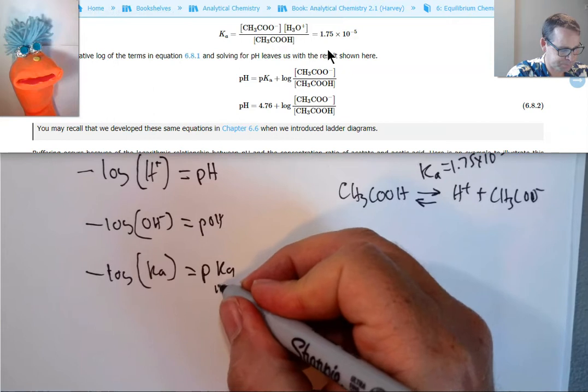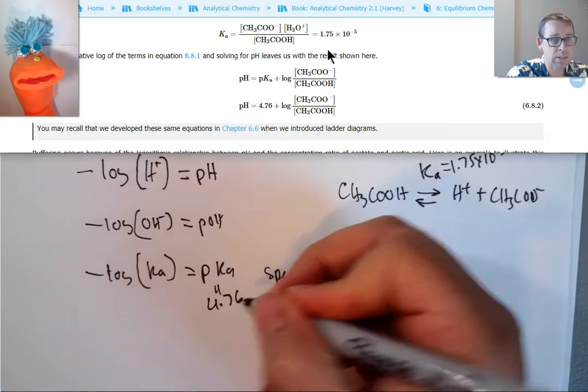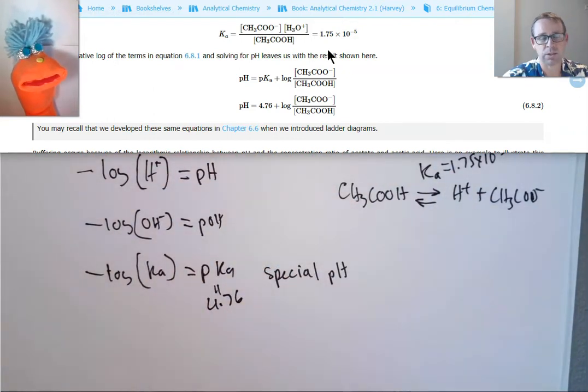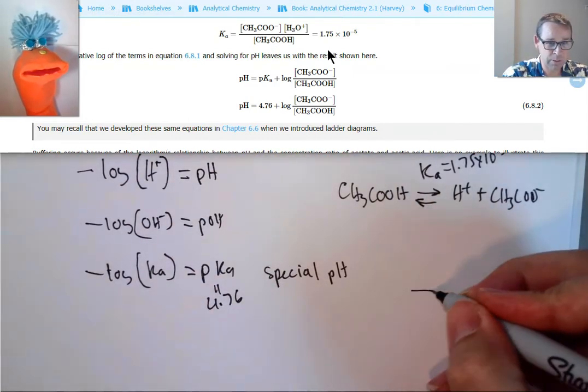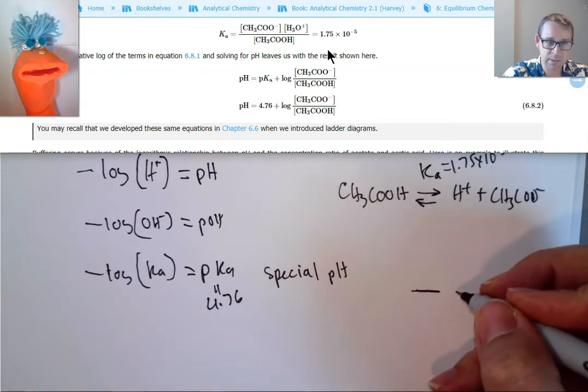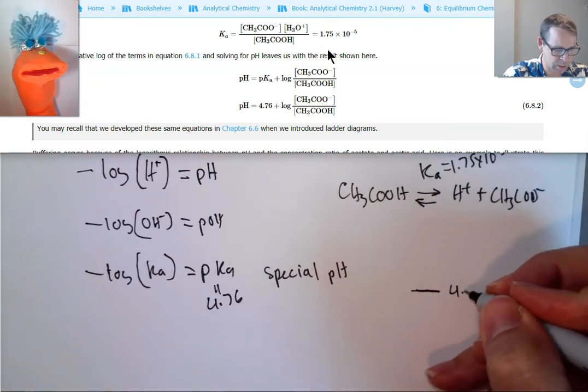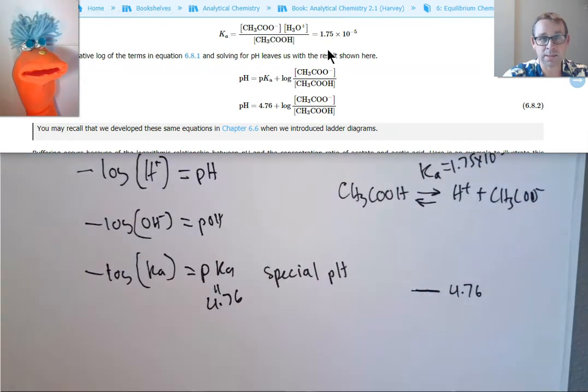pKa is 4.76. So that's a special pH. Ladder diagrams were introduced. I didn't talk much about ladder diagrams. We have a homework assignment where you're supposed to review it. This is where your ladder diagram is really just a diagram for you to get a conception of what's going on. So it's helpful here because for the case of acetic acid, at 4.76, that's a special pH.